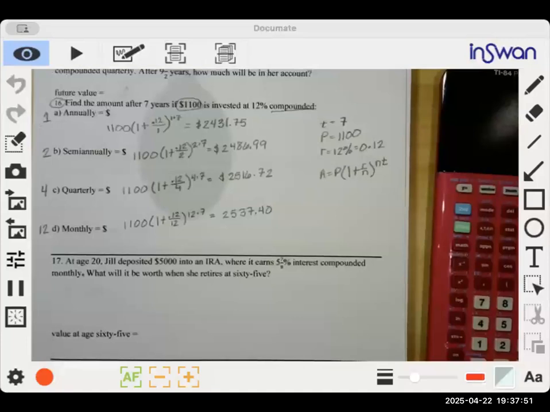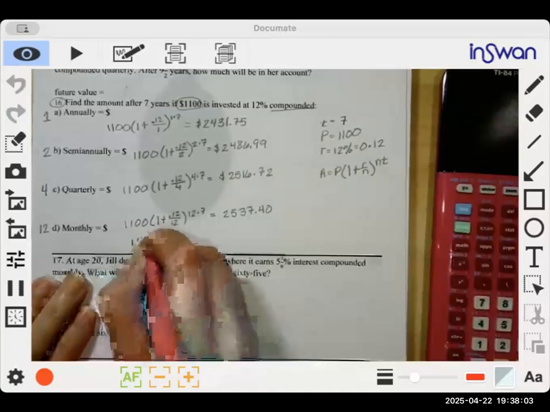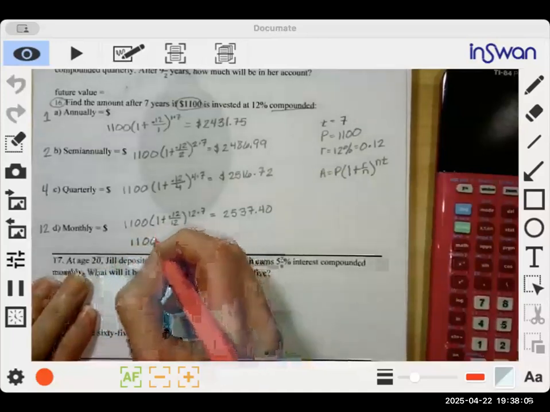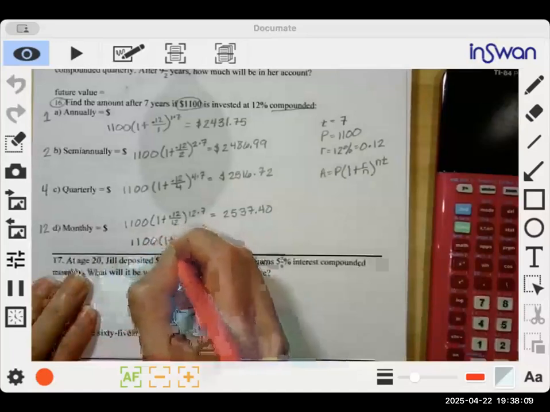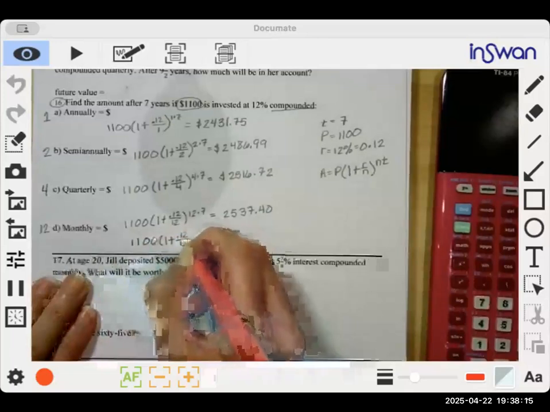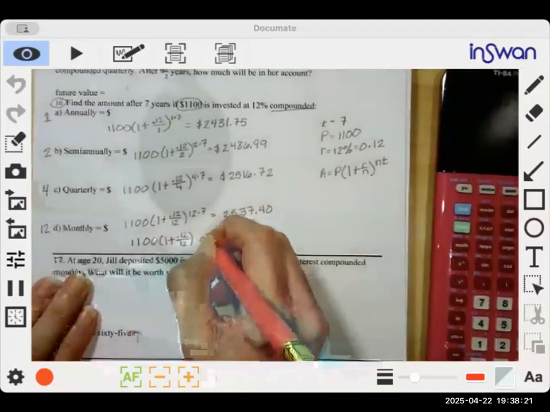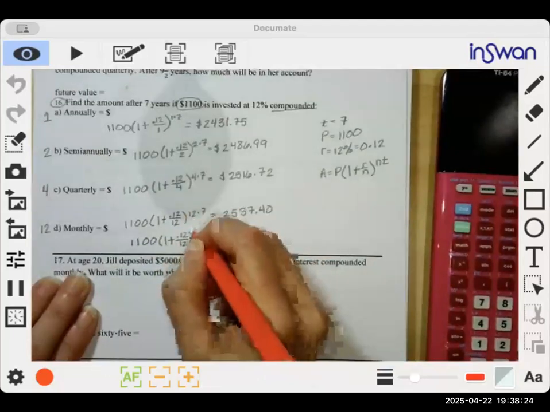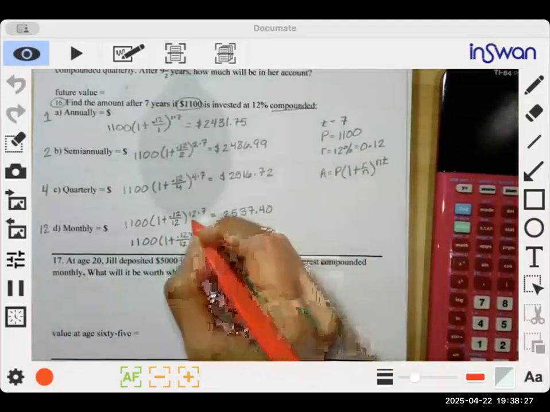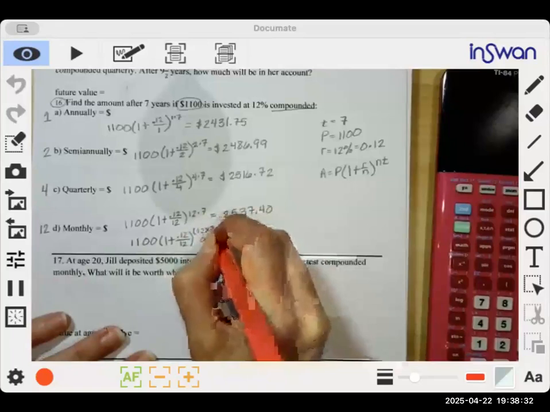All right, let's just go on. Professor, when you're putting it in the computer, do you have to hit the exponent sign? So you hit 1100 and then parenthesis 1 plus 0.12 divide 12 parenthesis, and then you type in the exponent button. Oh, when you type it in though, you have to use parentheses. If there's two numbers, you have to put it in parentheses. Okay.